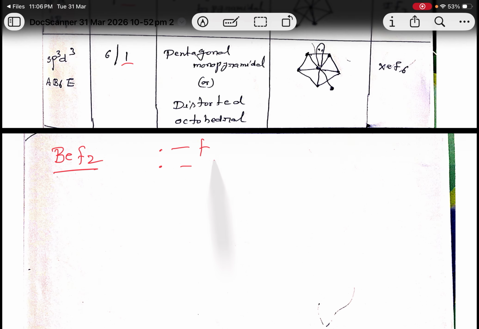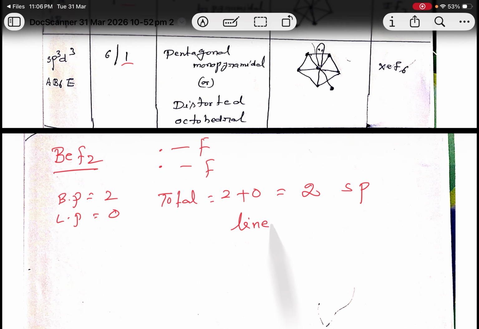Here 2 fluorine atoms are present, and 2 fluorines form 2 sigma bonds. That is not 2 valence electrons. So bond pair of electrons are 2, lone pair of electrons are 0. So total equals number of bond pair of electrons 2, lone pair equals 0. So total 2 means sp hybridization. Sp hybridization means linear structure.